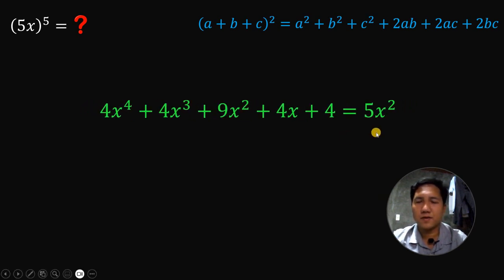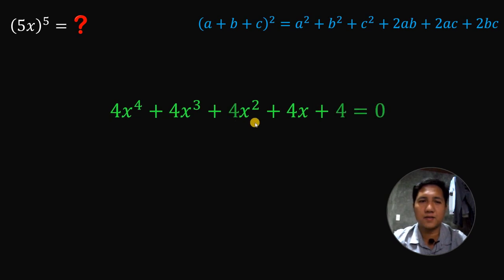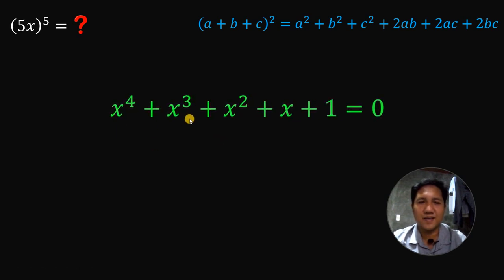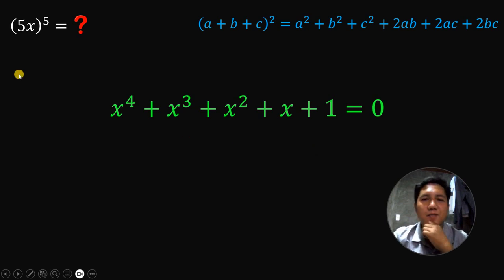And also, on the right side, let's equate this to 0 by subtracting 5x squared on both sides. This will give us 4x squared on the left side. And take note, all of these terms have a numerical coefficient of 4, so let's divide all terms by 4. This will give us x raised to the 4th power plus x cubed plus x squared plus x plus 1 equals 0.